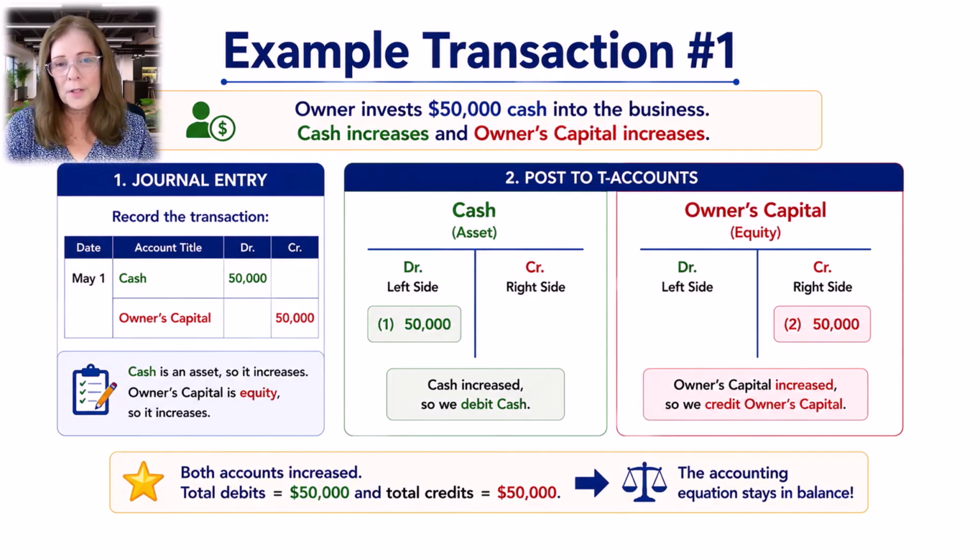Let's look at our first example. The owner invests $50,000 cash into the business. Cash increases, and since cash is an asset, we debit cash. Owner's capital also increased. Since equity accounts increase with credits, we credit owner's capital. The result is a $50,000 debit and a $50,000 credit. The transaction balances perfectly.